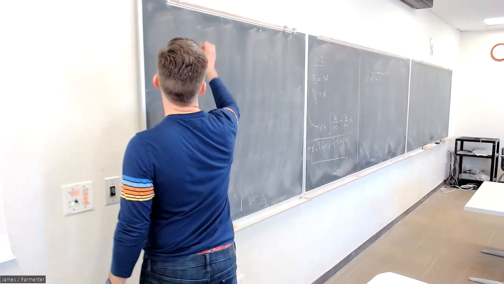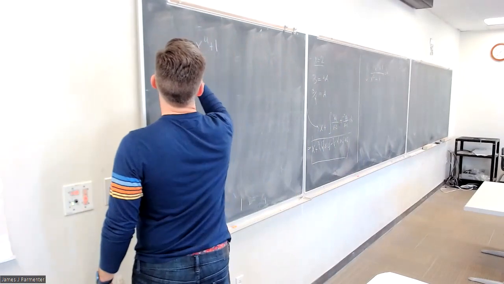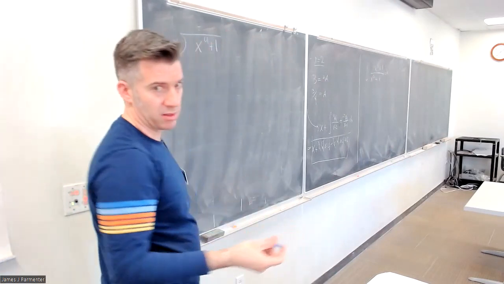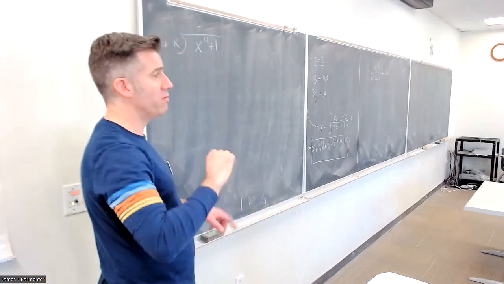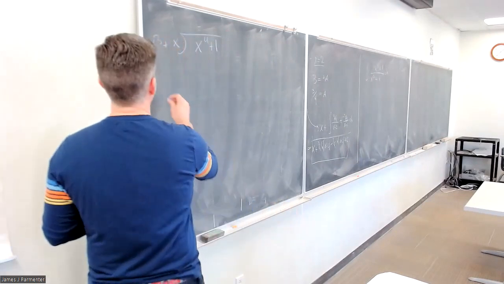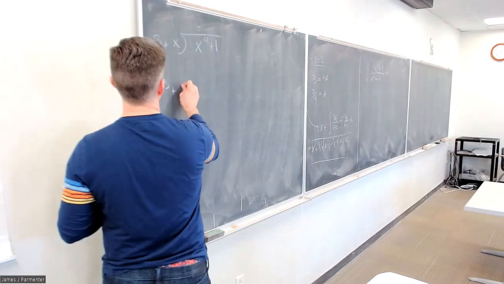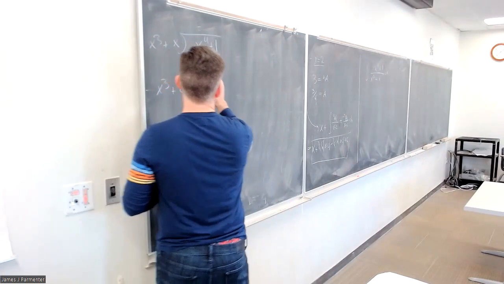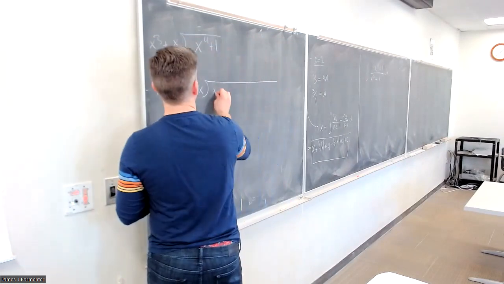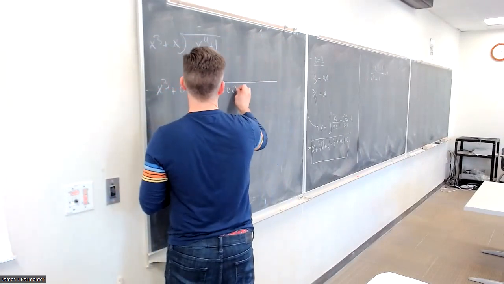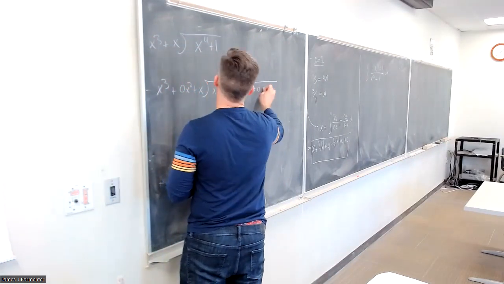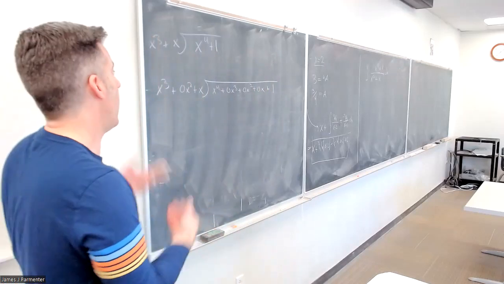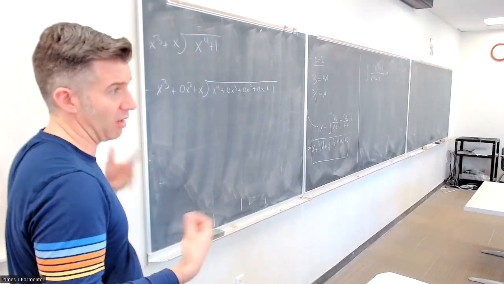I'm going to do x to the 4th plus 1 divided by x cubed plus x. But really what I should do to make this not as terrible is include all the missing terms, meaning I should really write this as x cubed plus 0x squared plus x, dividing into x to the 4th plus 0x cubed plus 0x squared plus 0x plus 1, just to make it so things line up nicely. You don't have to do this if you can see where things go, but just be careful.